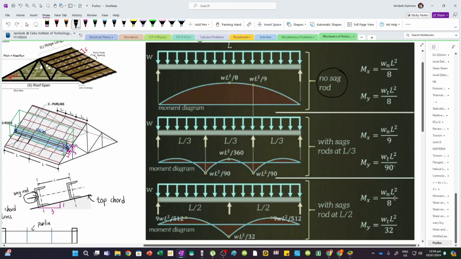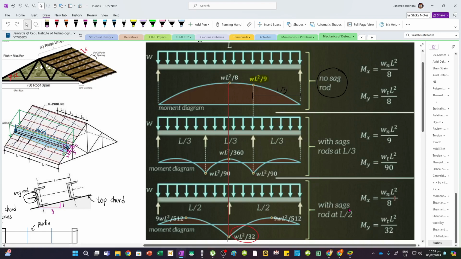And so that's why, although ito yung bending about X, if you have sag rods at L over 3, yung maximum moment kasi dito sa merong sag rods na configuration, it's WL squared over 90, which is located at this point. And so dapat, dun sa bending about X, dapat aligned yung moment mo. And so when this is L over 3, then you have this value of the moment, WL squared over 9. However, if you only have one sag rod, then the location of the maximum moment is just at the center. So magtutugma yan dito sa WL squared over 8.